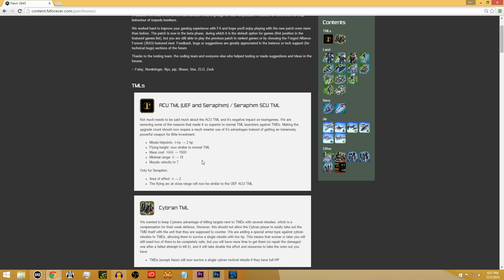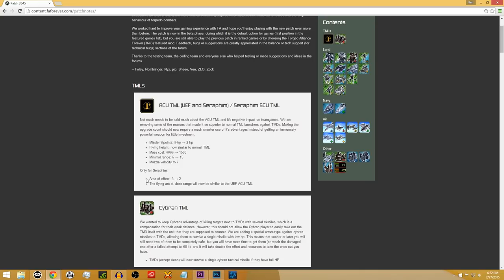The cost is increased by 500 mass, so you can't drop that upgrade in the first 4 minutes of the game. The minimal range has changed to 15 as opposed to 5, so you can't shoot someone point blank with a 3 area of effect missile. You only have 2 area of effect, and it has to be 15 ticks away. So that is an amazing change as well.